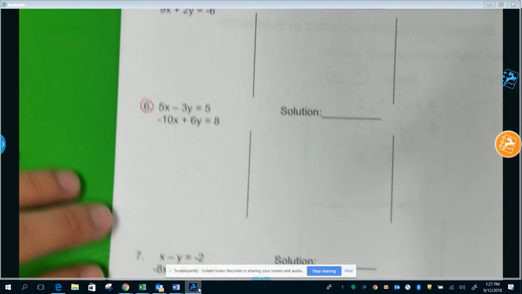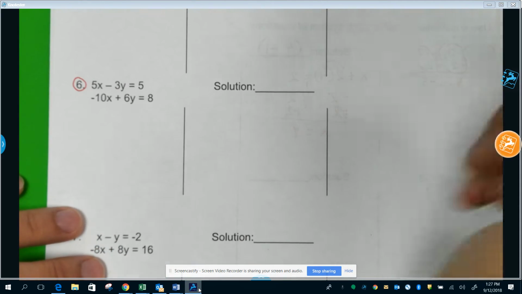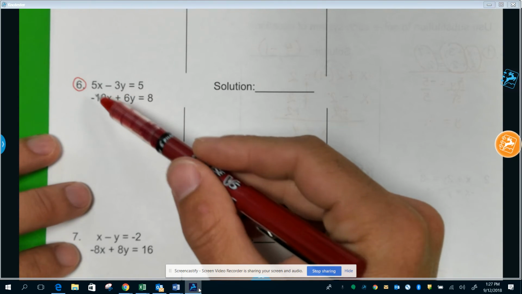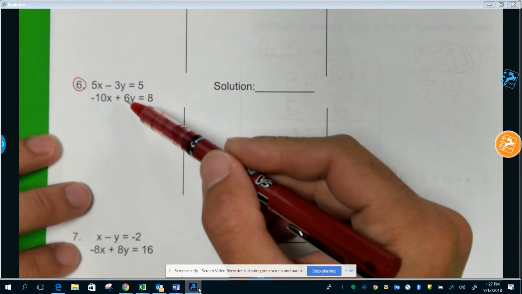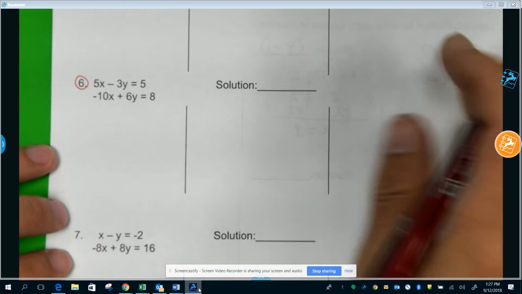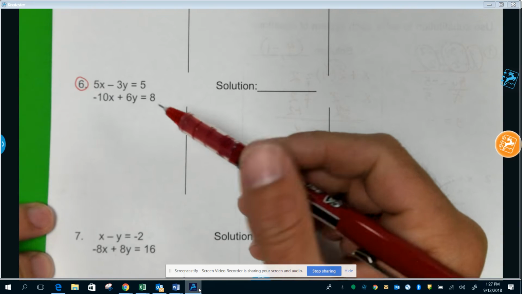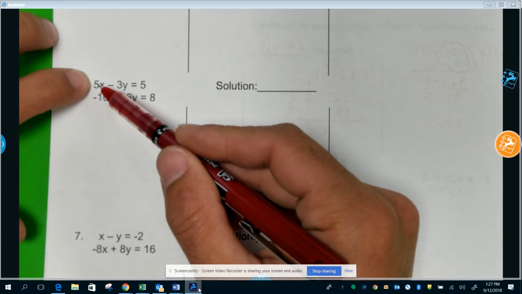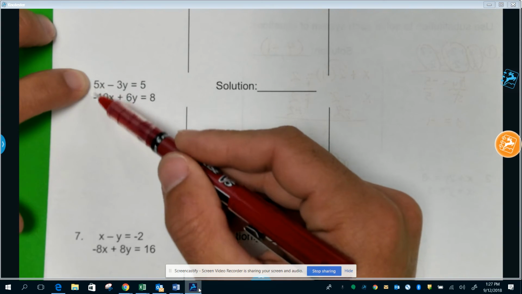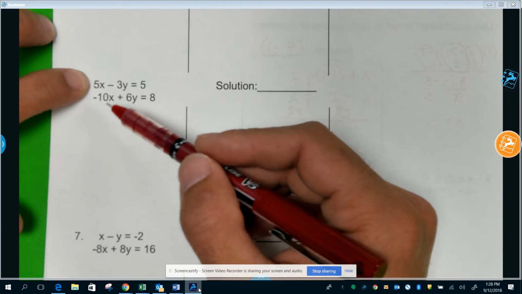Flipping it over, number 6. Number 6, the x's do not cancel right off the bat. The y's do not cancel right off the bat. So I'm going to have to multiply. All right. Now remember what I said. I need a positive and a negative in order for something to eliminate. Well, if you look at your x's, I've got a positive and I've got a negative. So that's nice. I just need them to be the same number so they'll cancel.